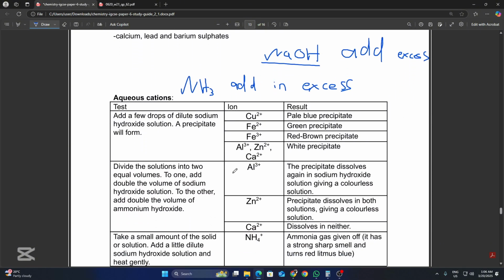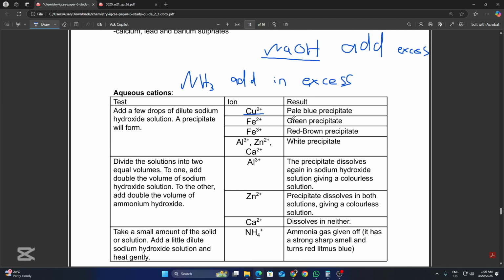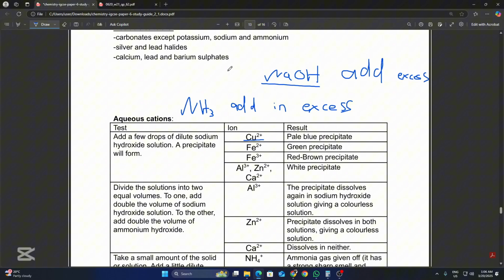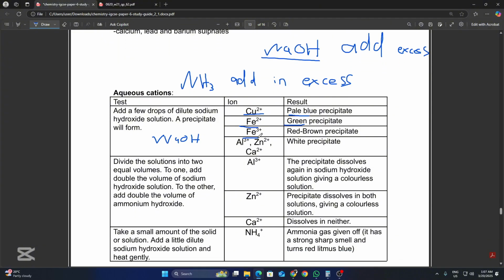So for example, in this table here, we have copper. If we just add sodium hydroxide to copper, we're going to get a light blue precipitate, or a pale blue precipitate. Better to say light blue. For iron 2+, you're going to get a green precipitate. For iron 3+, you're going to get a brown precipitate, or red-brown. And for aluminium, zinc, and calcium, you will get a white precipitate.